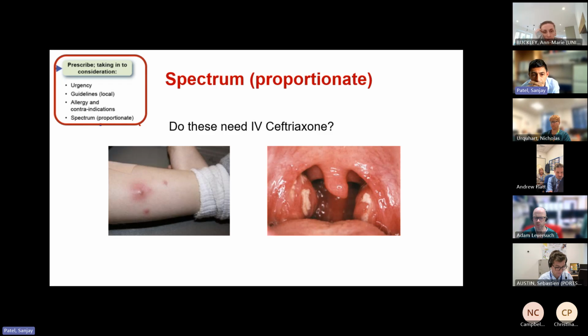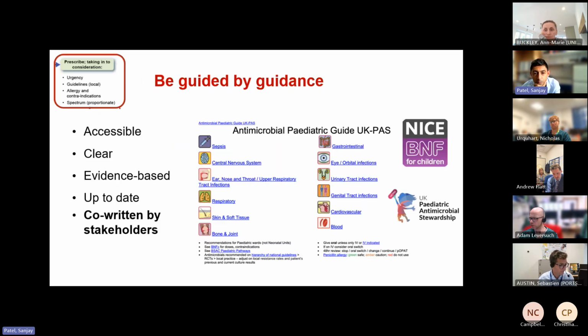Or if they need IV, you can go much narrower. Fluclox would be good for cellulitis. Amoxicillin would be fine for a sore throat in a child that's not tolerating enterals, IV if you needed it. Penicillin V ideally. And we have provided this kind of guidance for sensible antimicrobial use. Not all roads lead to ceftriaxone at the moment.